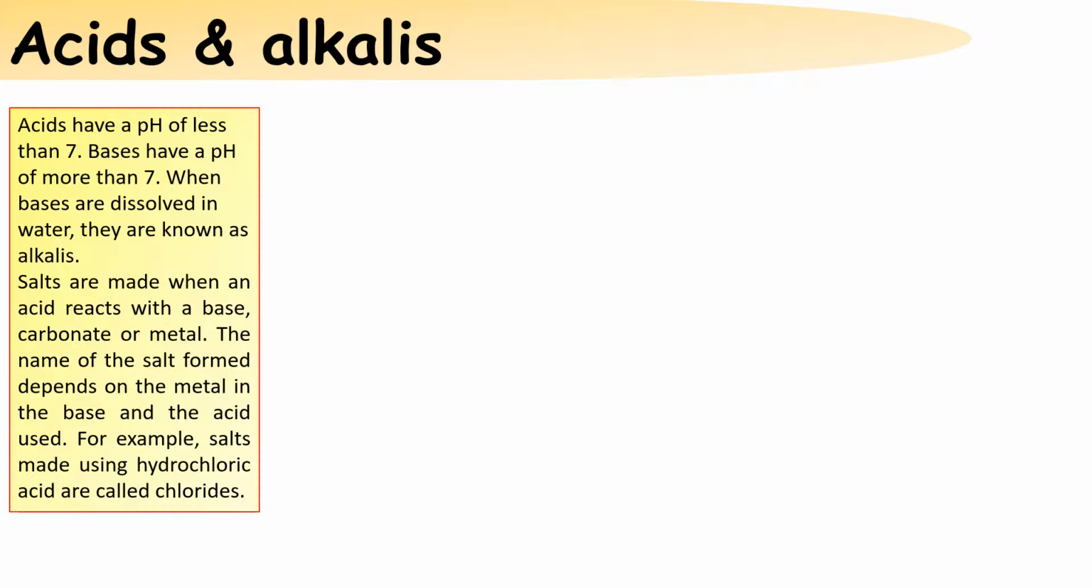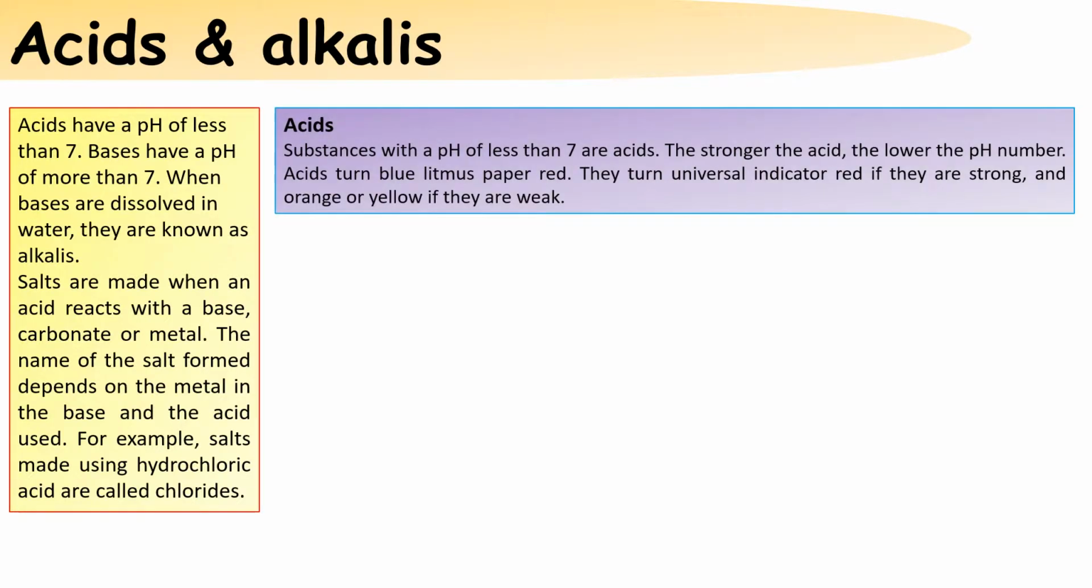There are a few key phrases that we need to know when talking about acids and alkalis. Acids are substances with pH less than 7. The stronger the acid, the lower the pH number. Acid turns blue litmus paper red. They turn universal indicator red if they are strong, or orange and yellow if they are weak.